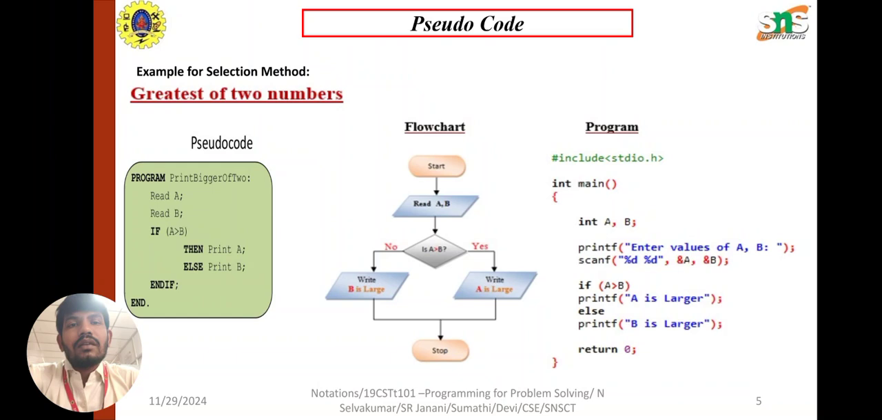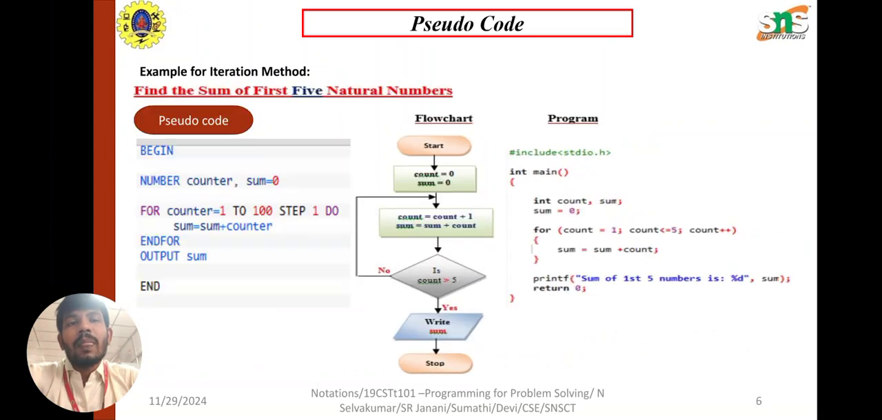We write the pseudocode likewise. Program: print bigger of 2. The first line is read a, the second line is read b, because we have to read the a and b values. After that we check the condition: if a greater than b is correct, then print a, else print b. At the end of the program we write end if and then end the program. So this is another pseudocode method.